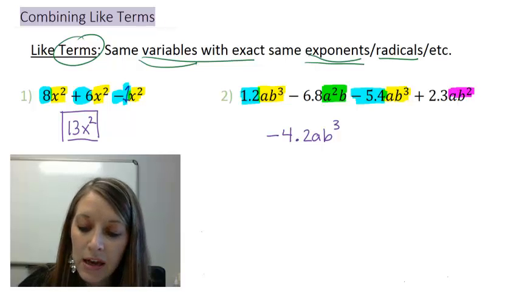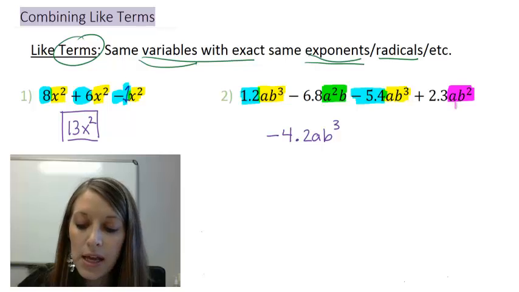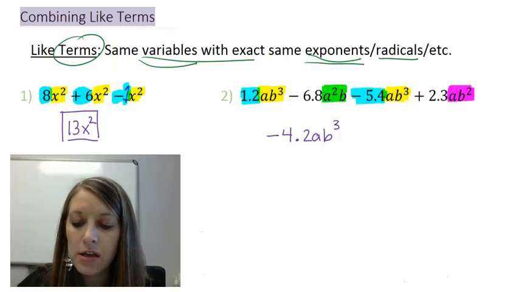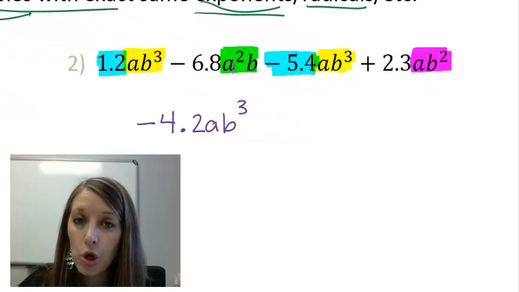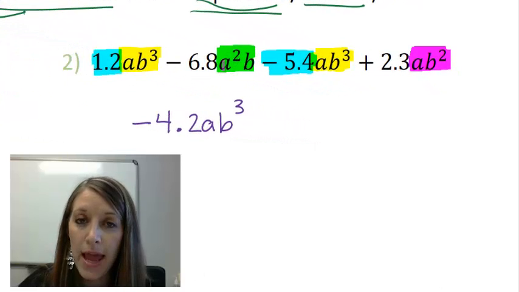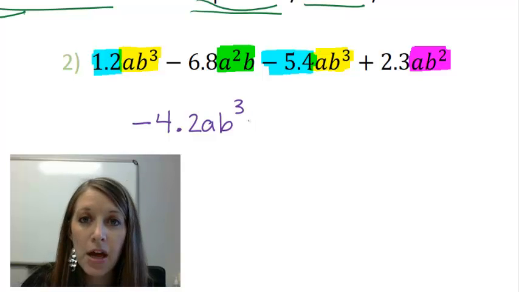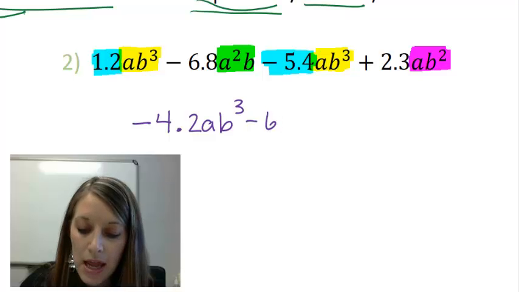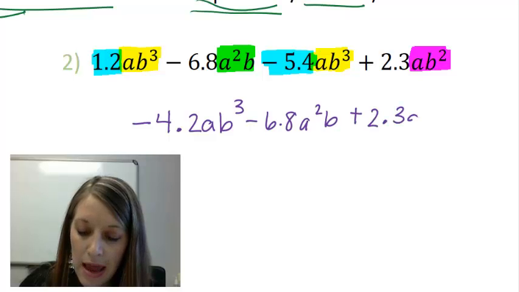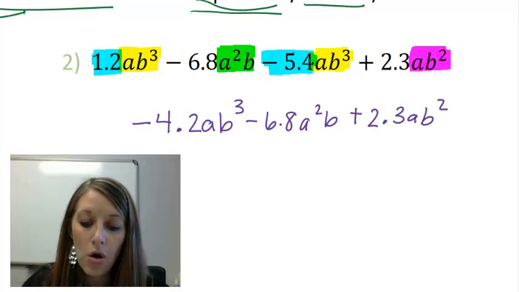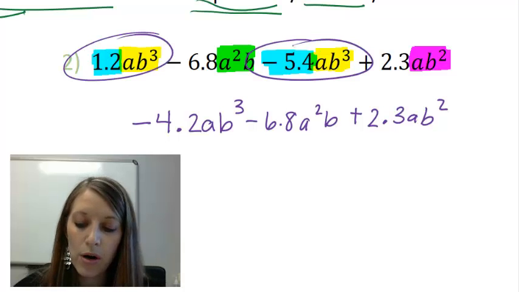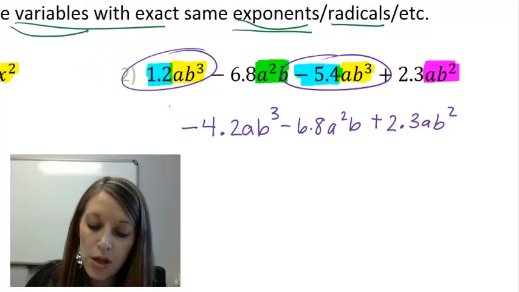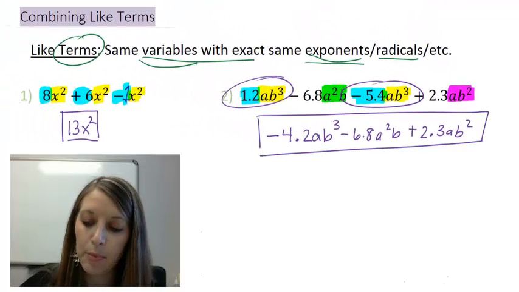It has an a and a b and a squared in it, but notice in my pink or purple guy here, the squared goes over my b, but in my green highlight, I have my square over my a. So these are not like terms. I cannot combine them together because those are not exactly the same. So I just copy down what I have left because I can't do any combining. Negative 6.8 a squared b plus 2.3 a b squared. So the only like terms in this example were the circled ones here, and those were the only two that I can combine.